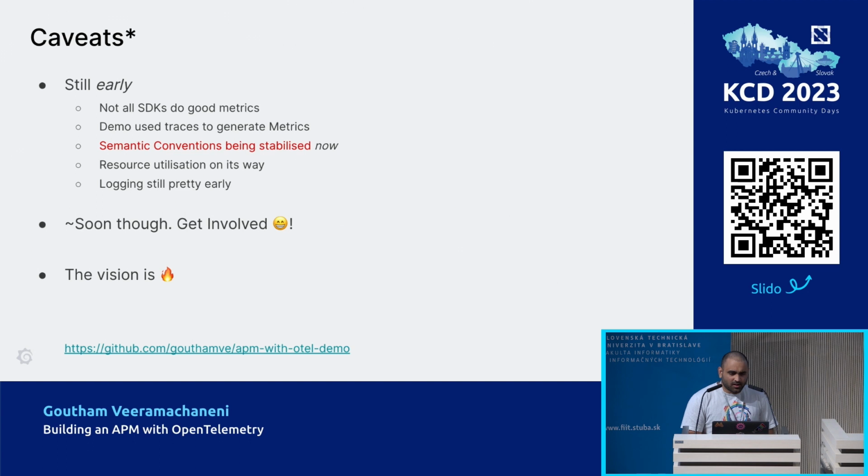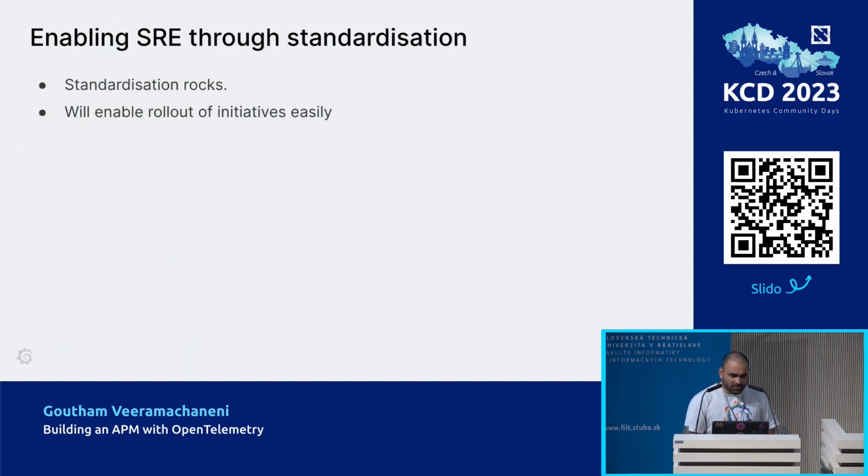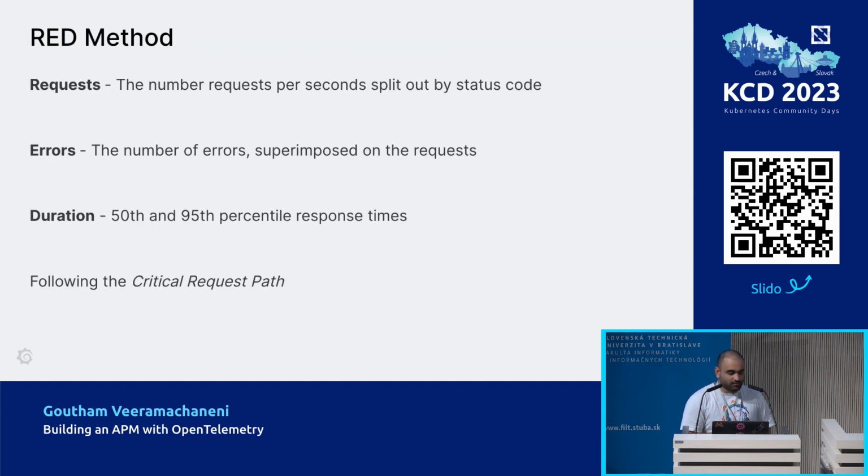So I want to talk a little bit about why OpenTelemetry is really cool. At Grafana, we had a lot of success rolling out SRE initiatives because of standardizations. For example, most of the things that we measure are RPC services, and we have a methodology called the RED method: request, errors, duration.